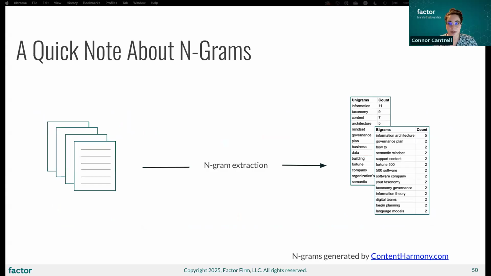So let's say we have a much bigger content set. We can put it through an n-gram extraction process to produce our lists of n-grams. On screen, you can see an example of the most frequently used n-grams in the past 2 years of factor article titles, with some of those noisy filler words weeded out. Even with the help of a tool from contentharmony.com, which is linked here on the slide, it still took me some time to process the output to make it look like this.